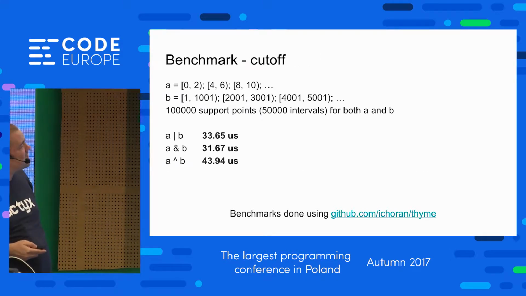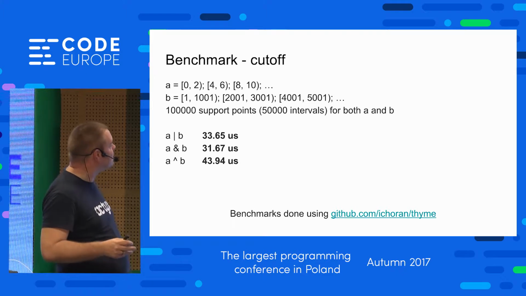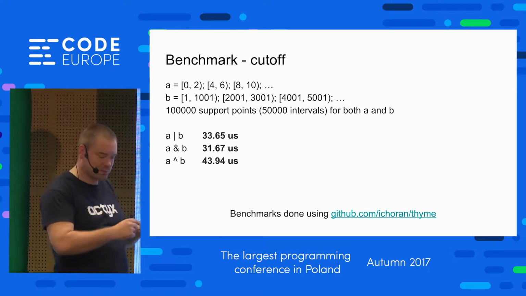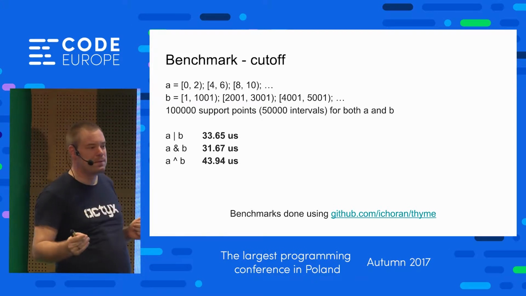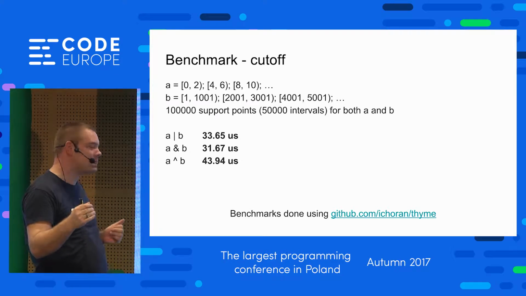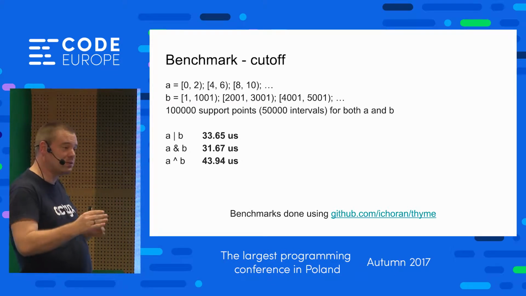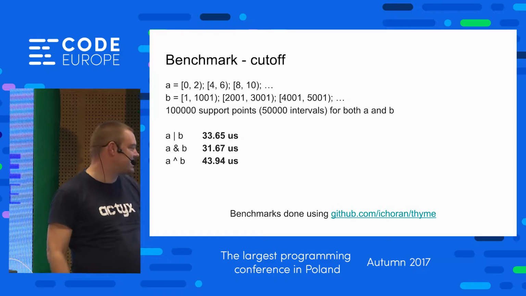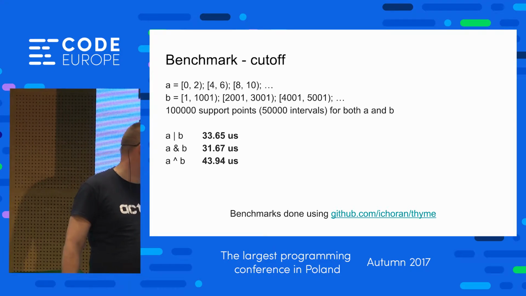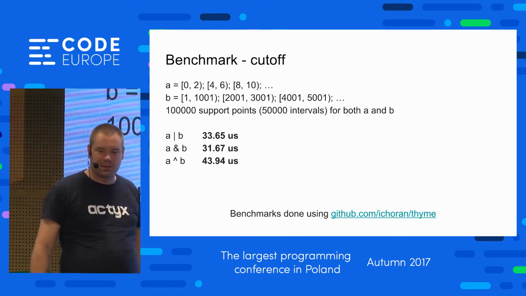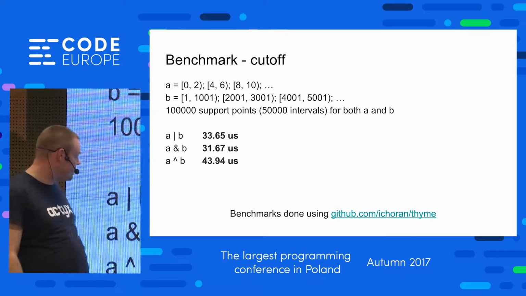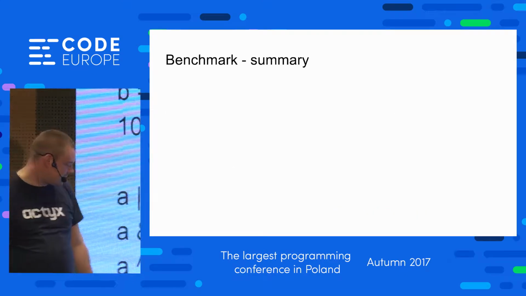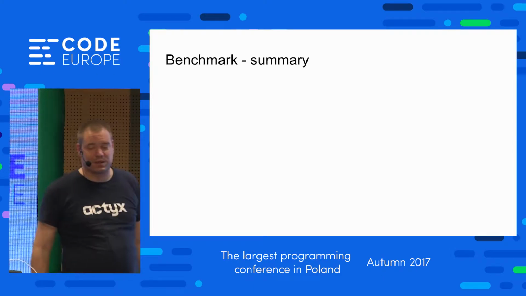Now another example is cutoff. There you have the same number of intervals, but one has a smaller stride than the other. Basically, one has very small intervals, the other very big intervals. In this case, you don't have to go all the way inside, but you can reuse big chunks. And as you can see, the performance is way better again. So this is the payoff of structural sharing. Now it's 33 microseconds to compute the union, and again about the same to compute the intersection. Negation would again be the same. It doesn't matter.